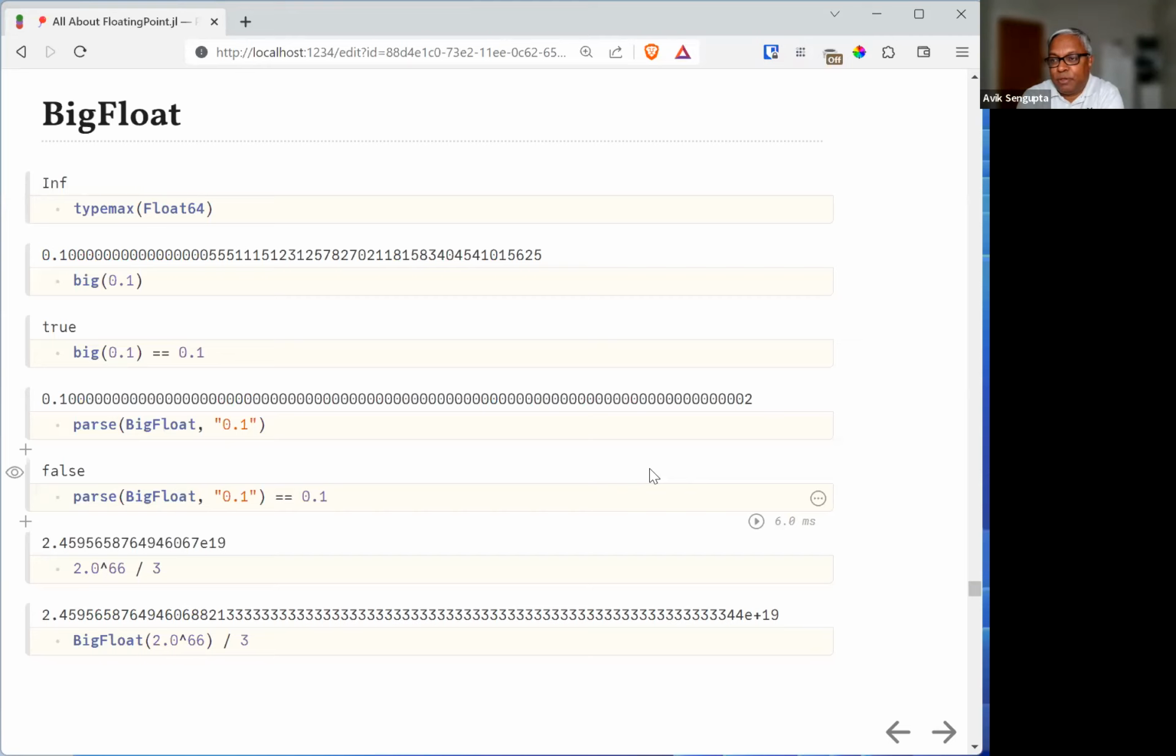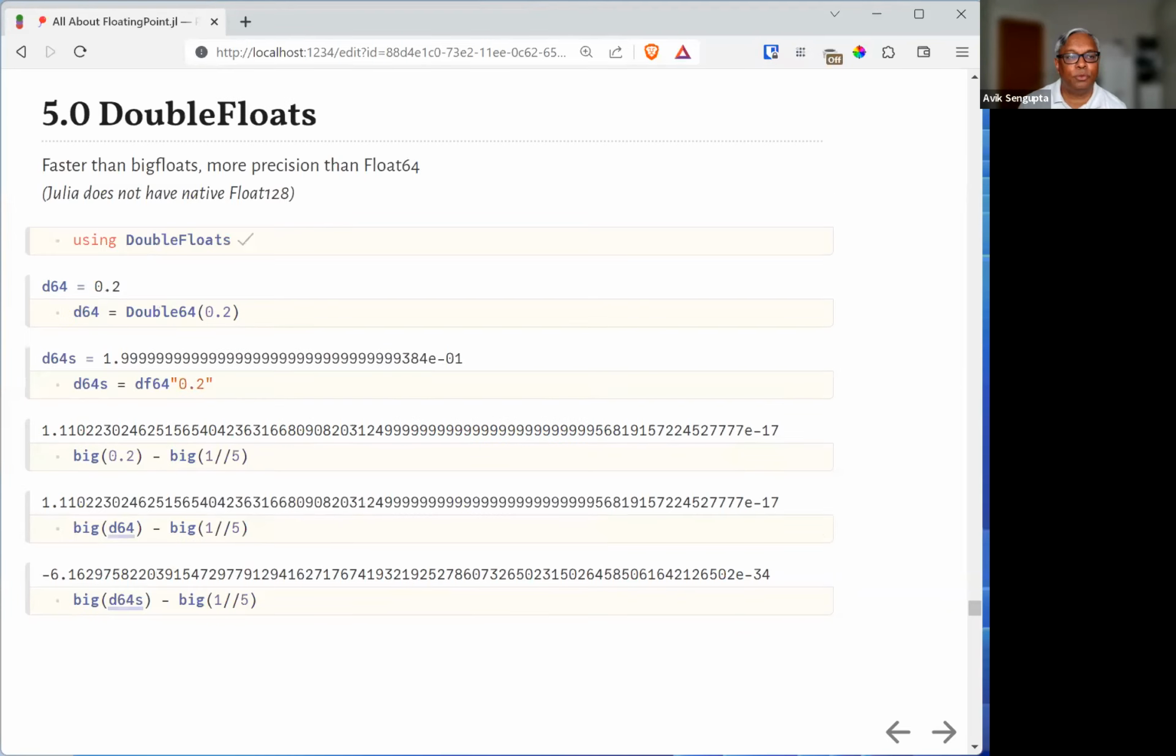The downside of big floats is that they are really, really slow. It's like 100,000 times slower sometimes than using native floating point. So you really need to be sure that you need that precision before you use big floats, right?